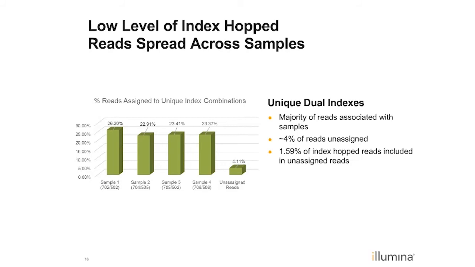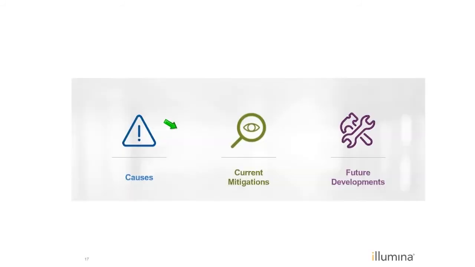And if you were interested in studying exactly how many, you could make that matrix, that pink and green matrix we showed on the previous slide. But the main point is that just as part of the normal demultiplexing process on our system, you'll be able to put these hopped reads into this unassigned bin and only work with clean data.